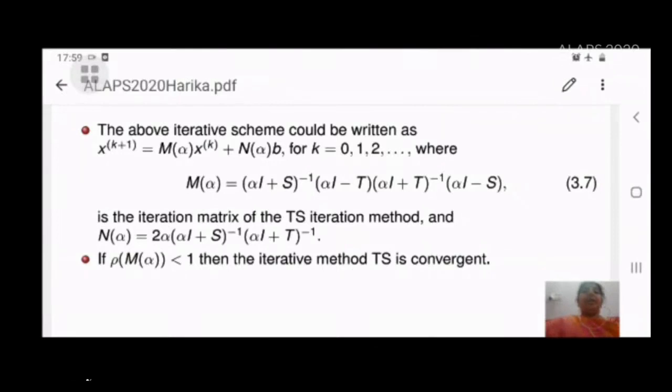This is the iteration matrix of the triangular symmetric iteration method. M of alpha is the iteration matrix of the triangular symmetric iteration method and N of alpha is like this. If the spectral radius of M of alpha is less than 1, then the iteration method is convergent.